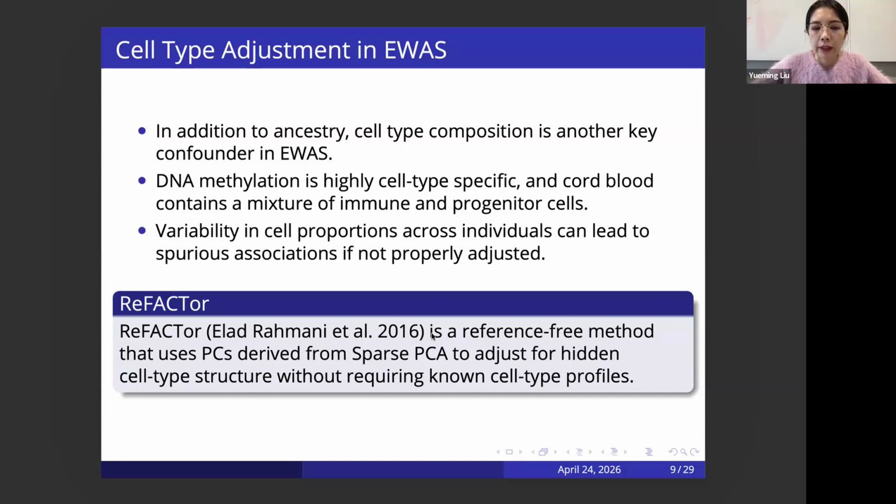So we are using RefactoR. It's a reference-free method that uses PCs derived from sparse PCA to adjust for hidden cell type structure without requiring known cell type profiles. So here, in addition to epi-structure PCs, we have a couple of other RefactoR PCs that capture the cell type information.